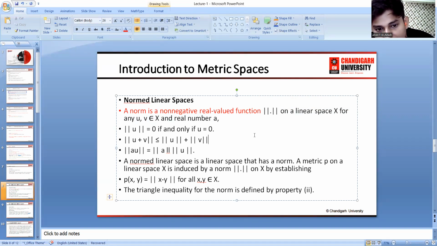So a norm on a linear space X: for any u, v belonging to X and any real number a, norm of u is equal to 0 if and only if u is equal to 0. What is the norm? Basically, a norm is a non-negative real valued function. Non-negative means it is positive including zero.